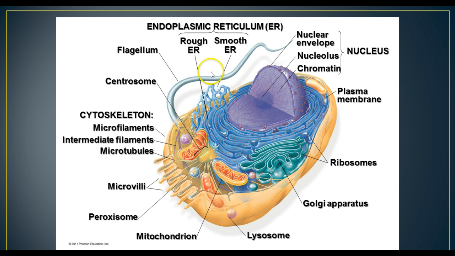We can see some cells have a flagellum, like this one shows a flagellum there. Some have also microvilli, which increase their surface area. There are also lysosomes, which are kind of the digestive system of the cell. And then we've got the cytoskeleton, which is composed of 3 different kinds of filaments: the microfilaments, intermediate filaments, and microtubules. And we'll talk about each of these in turn.